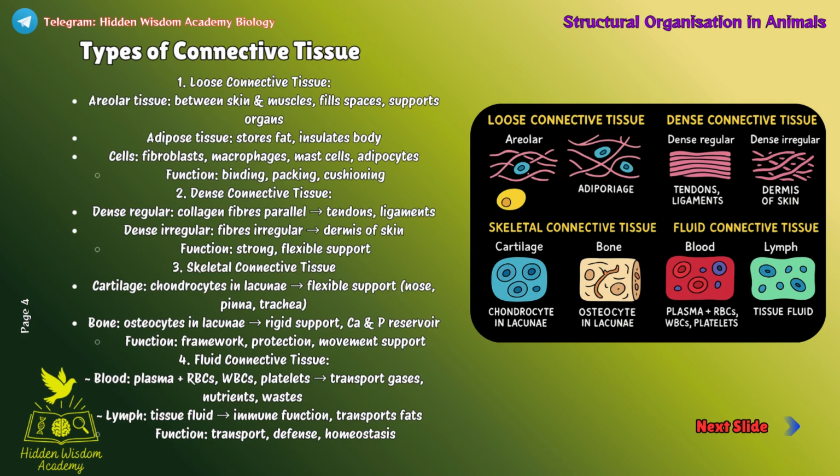Third, skeletal connective tissue. It supports and gives shape to the body. Includes cartilage, flexible, and bone, hard and strong. Finally, fluid connective tissue. This includes blood and lymph, which transport oxygen, nutrients, and immune cells. So, from giving strength and support to carrying oxygen, connective tissue is everywhere, keeping your body strong and working properly.